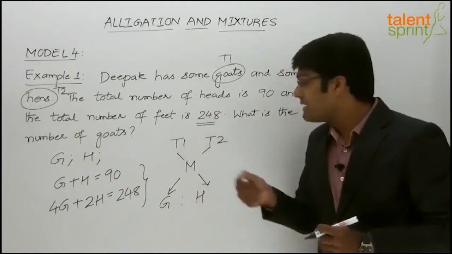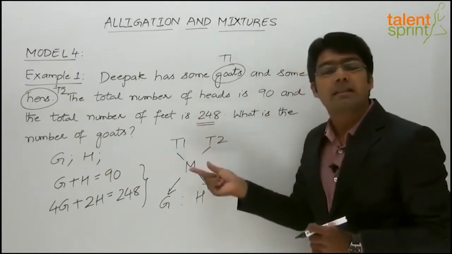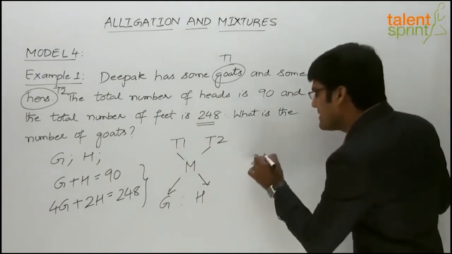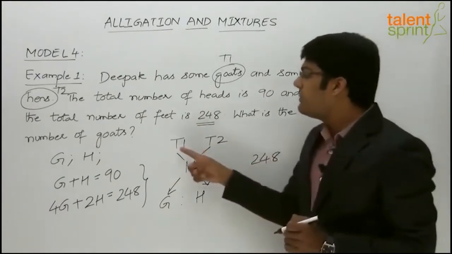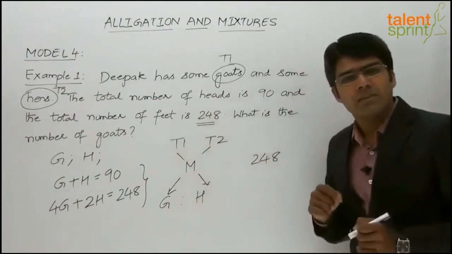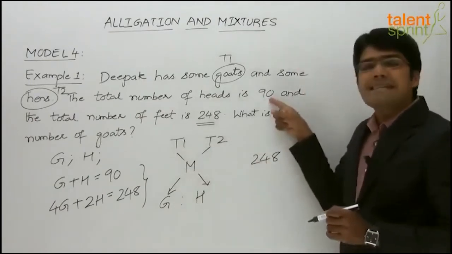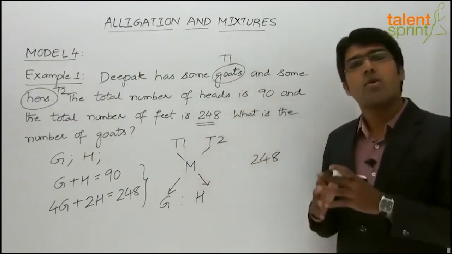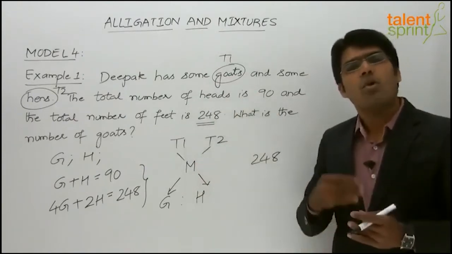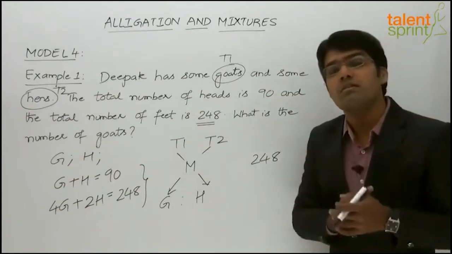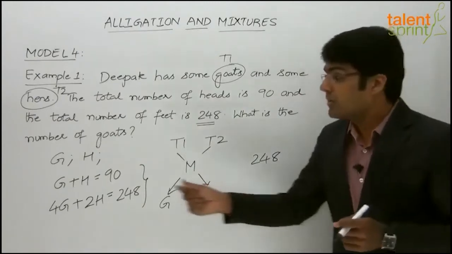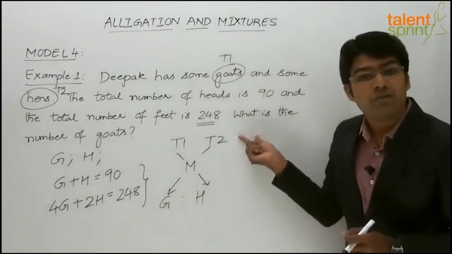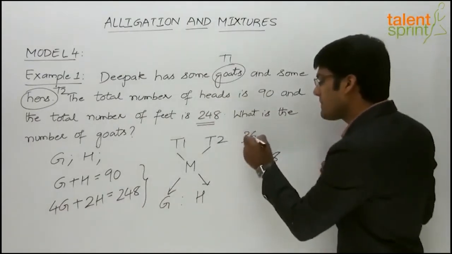We have already learned that M will be 248, the number of feet of the mixture of animals together. So let's take M as 248. What will come in place of T1 and T2? Let us assume all the 90 animals are goats. T1 is with respect to goats. Now if all the 90 are goats, what should be the total number of feet? 90 into 4, because each goat has 4 feet. So T1 will be equal to 90 into 4, which is 360.